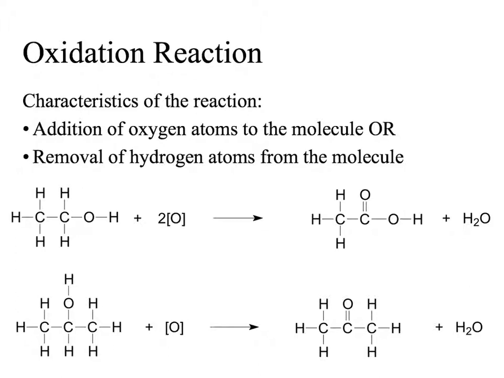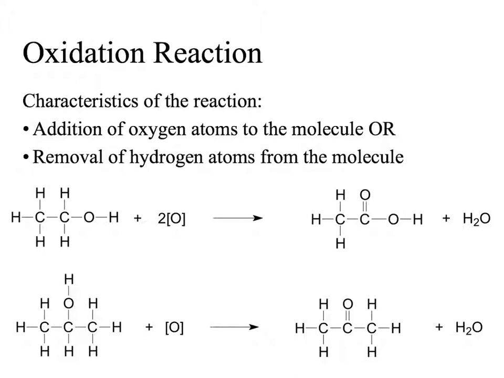Oxidation reaction is a very special type of reaction. It involves the addition of oxygen atoms to the molecule or the removal of hydrogen atoms from the molecule. Certain organic compounds can undergo oxidation. One such example will be the alcohol homologous series. We will study them thoroughly when we come to the alcohol homologous series. For now, let's take a look at the characteristic of the organic reaction.